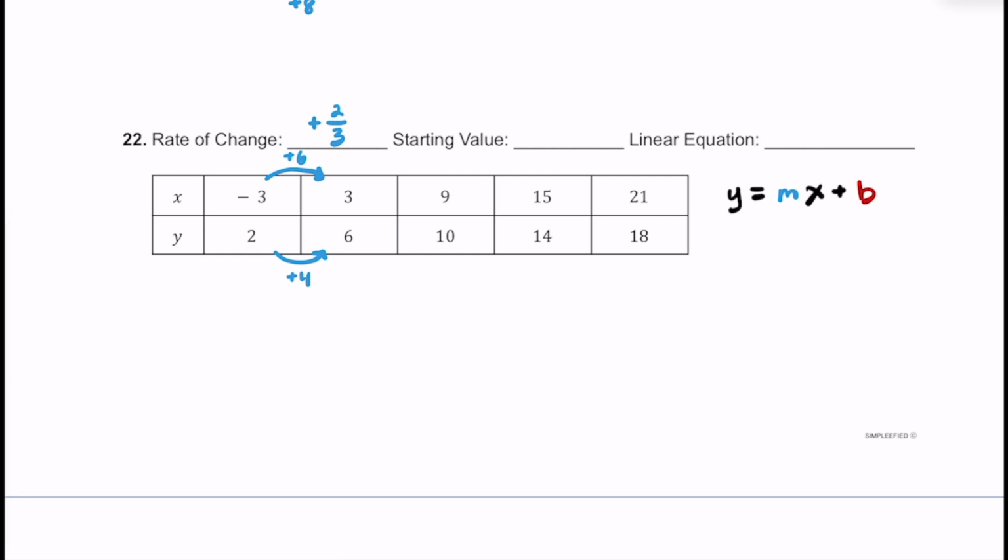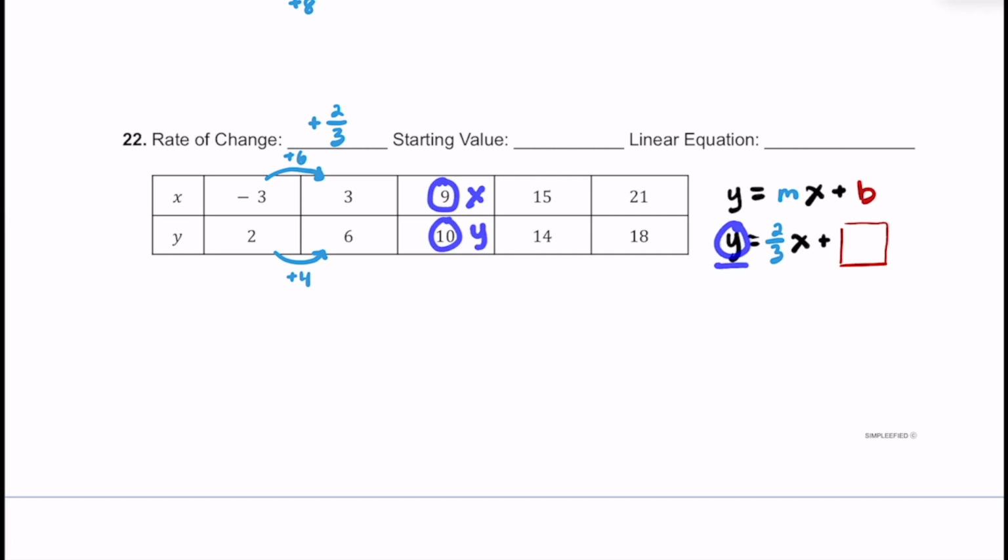Now, do we already know the rate of change? We do, so we know y is equal to 2/3 multiplied by whatever the x value is, and then we're gonna be adding on some unknown value, which is our starting value, right? So we have to see if we can figure that out. So again, pick any pair that you would like to, and what I'm gonna do is, I think this one's gonna be a pretty nice one if we use this pair of 9 and 10. Again, that's an x and that's a y.